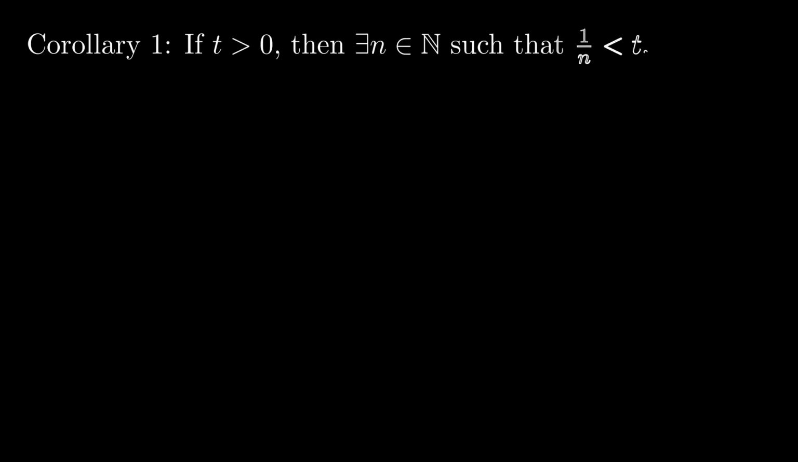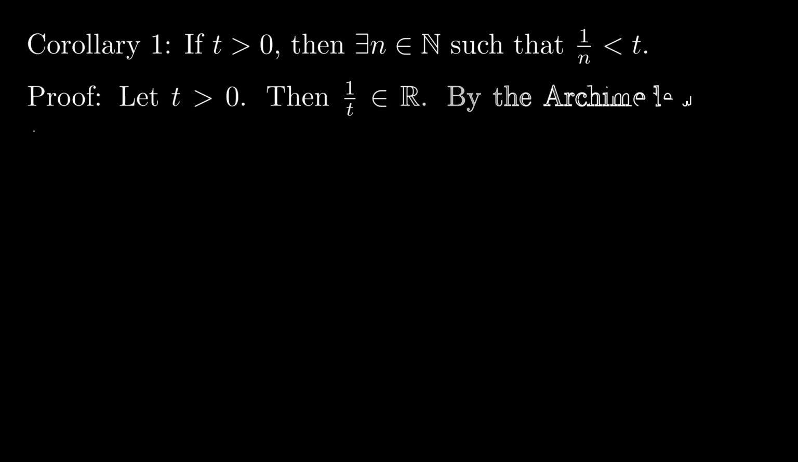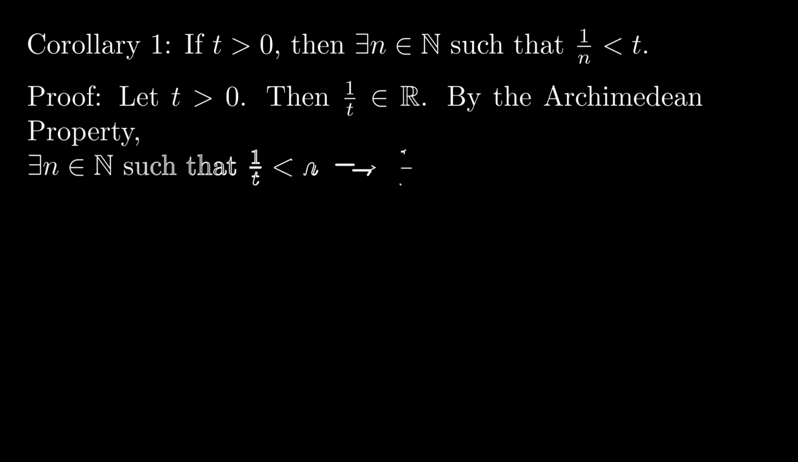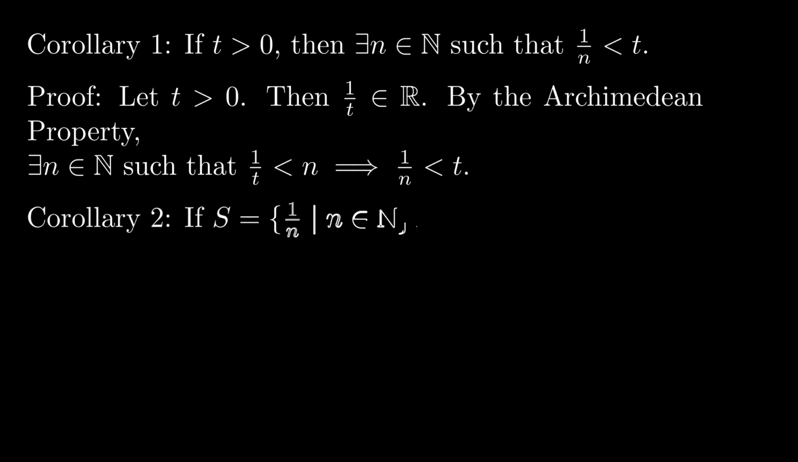Corollary 1: if t is greater than 0, then there exists a natural number n such that 1 over n is less than t. Let t be positive. Then 1 over t is a real number. By the Archimedean property, there exists a natural number n such that 1 over t is less than n, which implies that 1 over n is less than t. Corollary 2: if S is the set of all 1 over n where n is a natural number, then the infimum of S is 0.